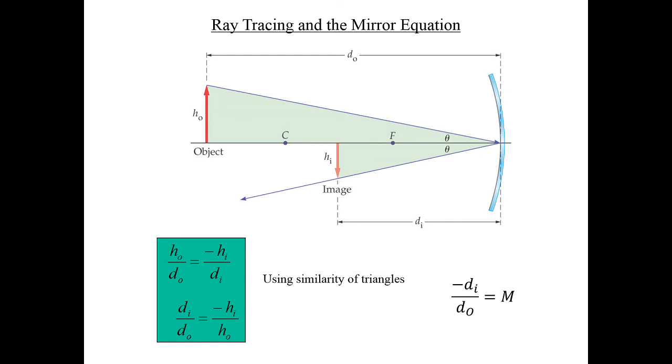So also remember, if you want the focal point, starting from the center of the radius, the focal point is half the radius. For concave, the focal point is positive because light can cross through the focal point, whereas for convex, the focal point is negative because light can't reach the focal point.